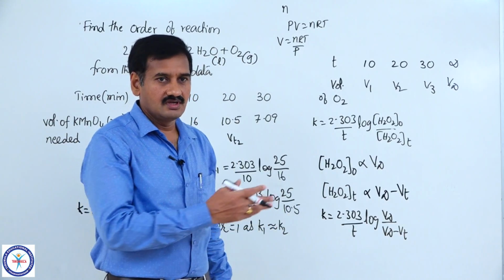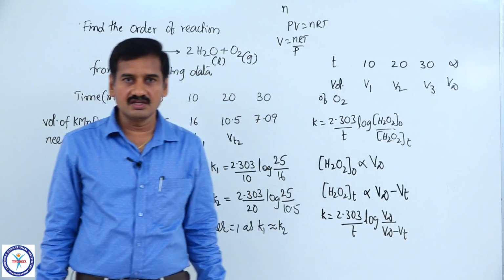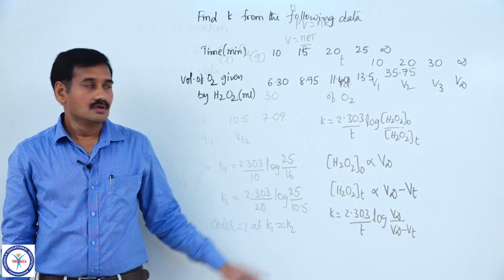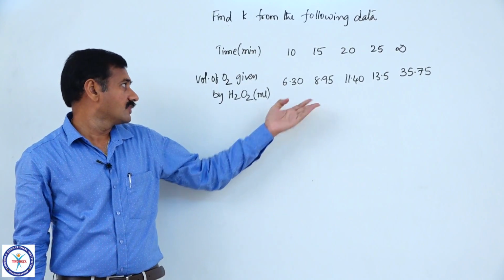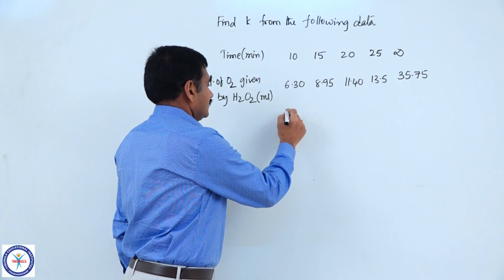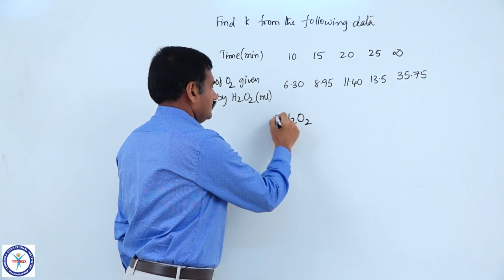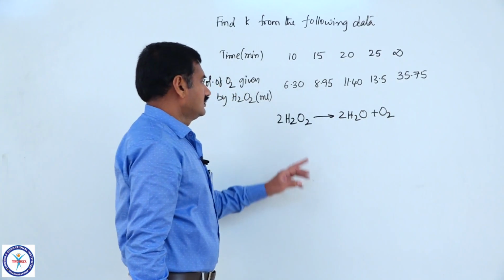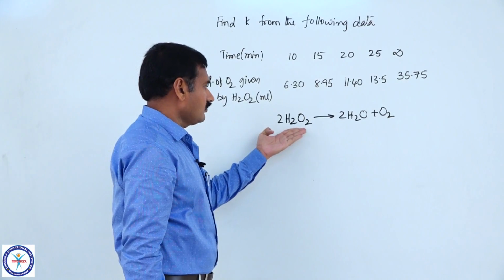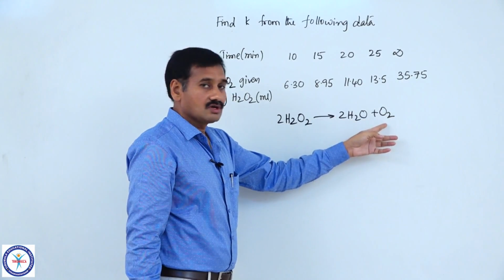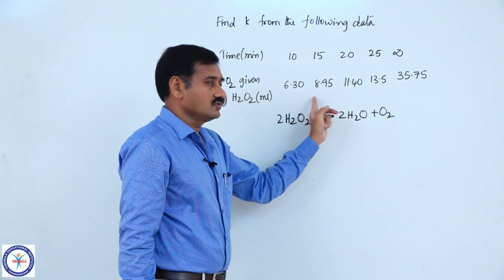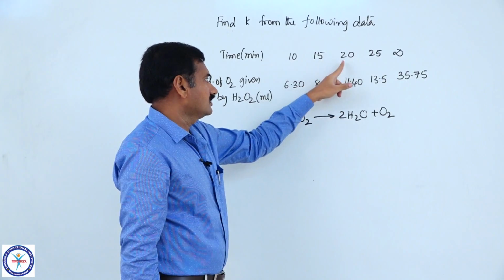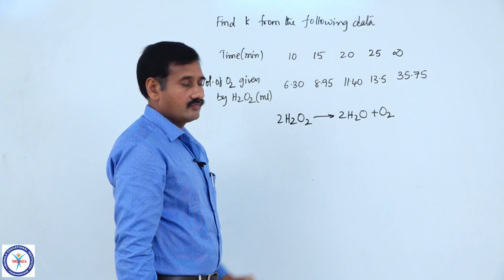I will give an example for this type of question also. Take that. So, this is the data given. H2O2 is dissociated to give O2. From time to time, as the number of molecules of H2O2 is dissociating, the number of molecules of O2 is increasing. So, the volume of O2 produced is also increasing. So, 6.3 at 10 minutes, 8.95 at 15 minutes, 11.4 and so on.